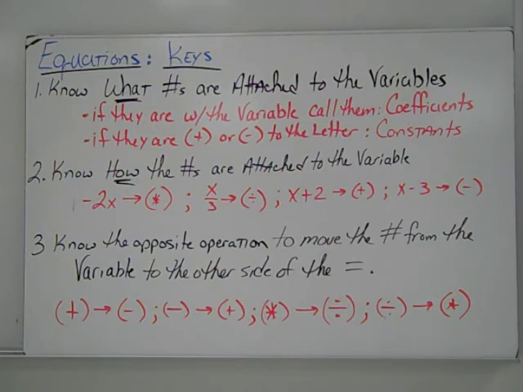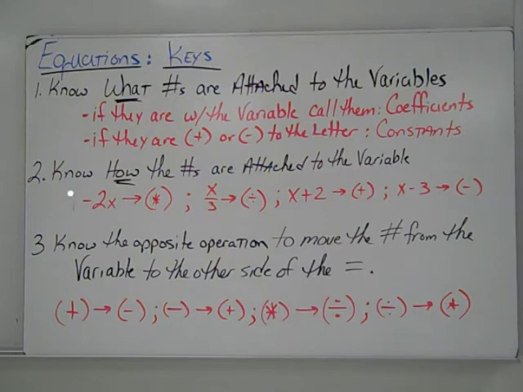So let's start out with the first one. And this is the key part here: what numbers are attached to the variables. If they're with the variables, meaning that they're multiplied or divided to them, we call them coefficients. If they're added or subtracted, we call them constants, because they're at the end of the problem.